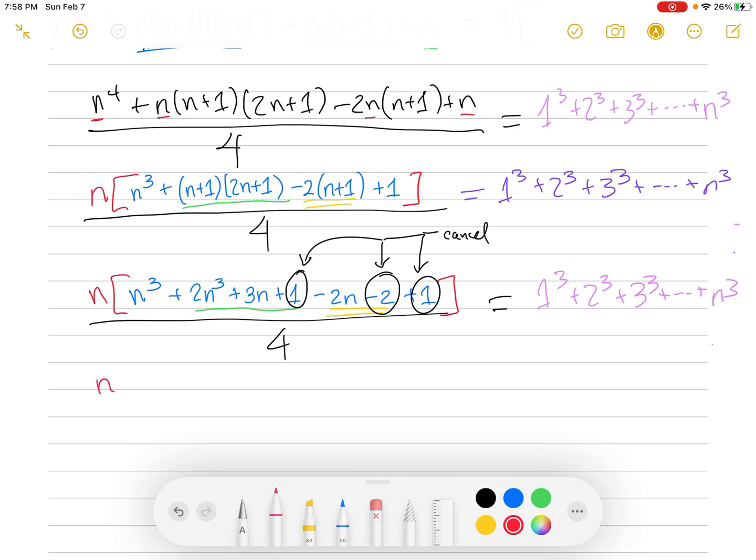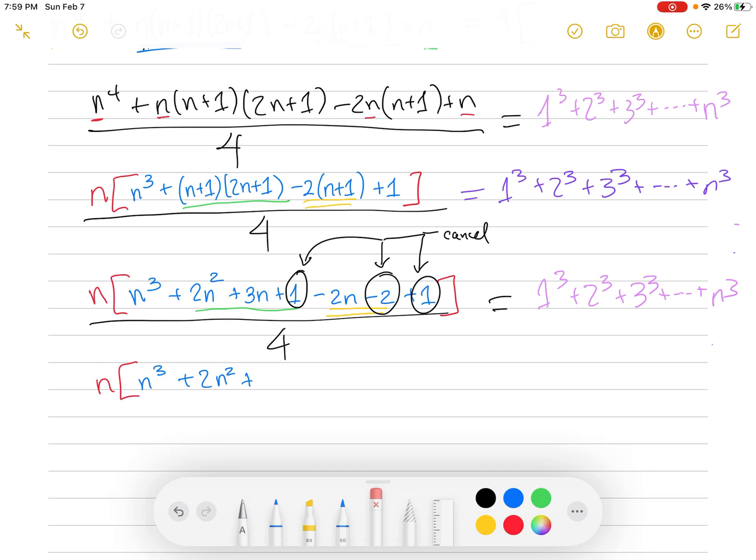So you're going to have an n cubed plus 2n cubed. I'm sorry, that's an n squared. I messed up, didn't I? It should be an n squared right there. Okay, that's a typo. When I FOILed out the green, n plus 1 times 2n plus 1, it should have been 2n squared plus 3n plus 1. I should have n cubed plus 2n squared plus 3n. We said the 1, negative 2, and 1 canceled, and you still have a minus 2n. So this is a 3n right here.